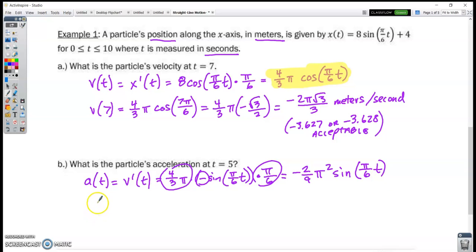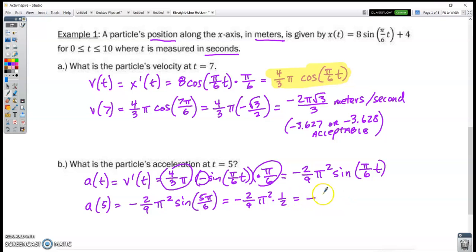And now in order to find the acceleration at time 5, I'm going to go ahead and substitute 5 in here. So this becomes negative 2 over 9 pi squared times the sine of 5 pi over 6. And let's see, the sine of 5 pi over 6, thinking my way around the unit circle, that's just 1/2. And so this is negative 2/9 pi squared times 1/2. And so this ends up becoming the opposite of pi squared over 9.